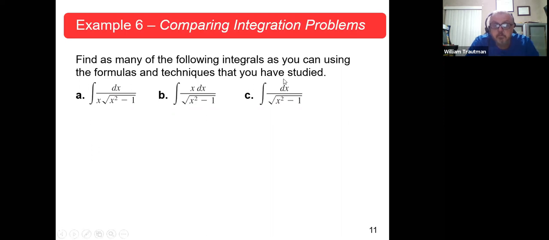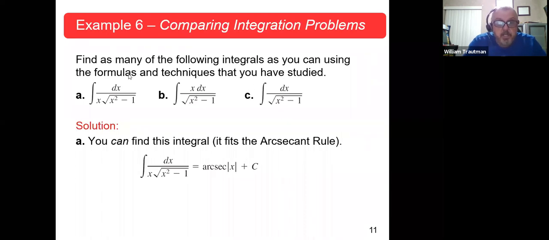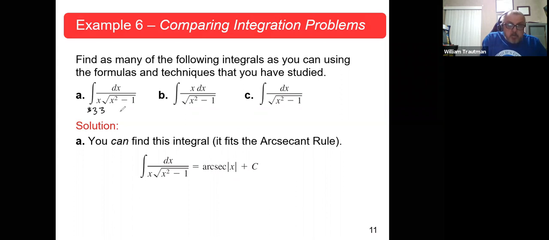Okay, so A. If you look at our rules, this one's actually kind of hard to find. It's number 33. If you look at number 33, this one was rule number 33, where u is x. This is u squared minus a squared, and a equals 1. And so this is also u. So if you look at rule number 33 on your 100 sheet, this is what you end up with.